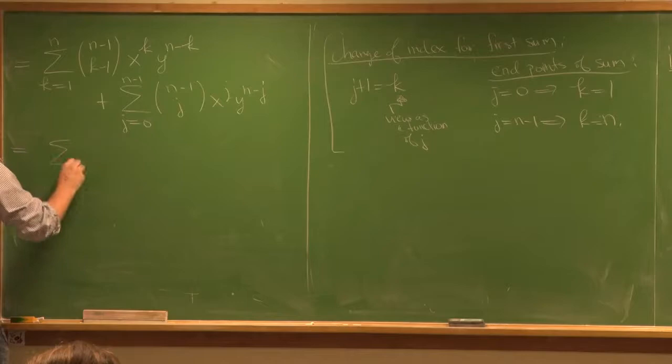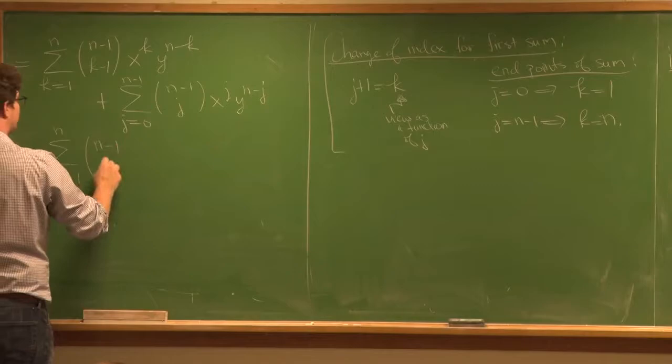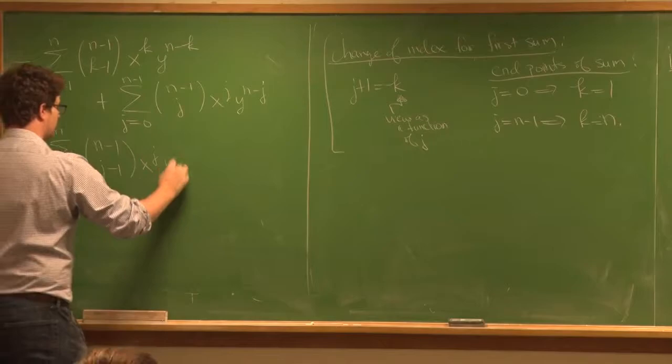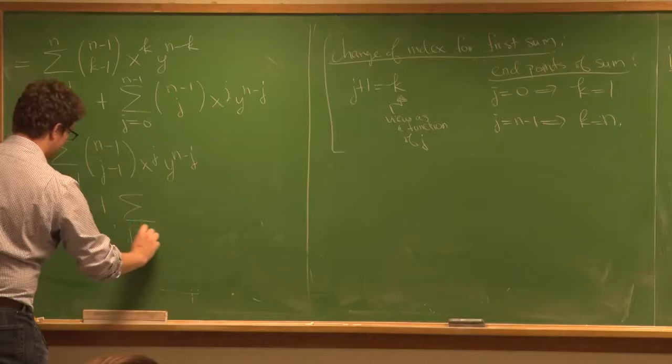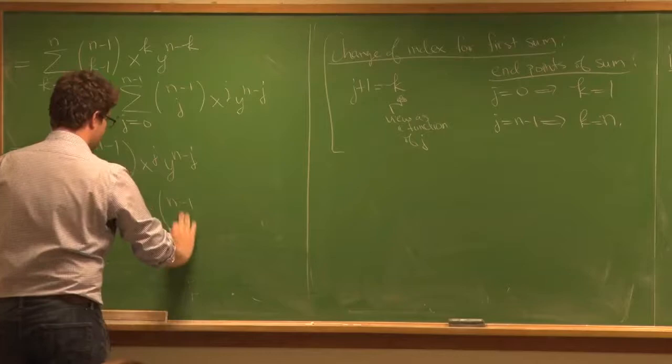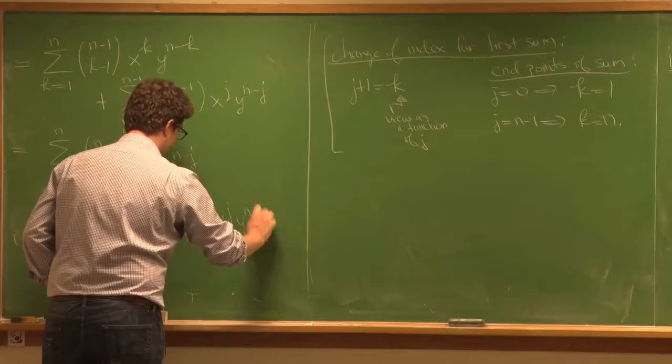The sum from j equals 1 up to n of (n−1 choose j−1) x^j y^(n−j), plus the sum from j equals 0 up to n−1 of (n−1 choose j) x^j y^(n−j). Things are looking pretty good, right?